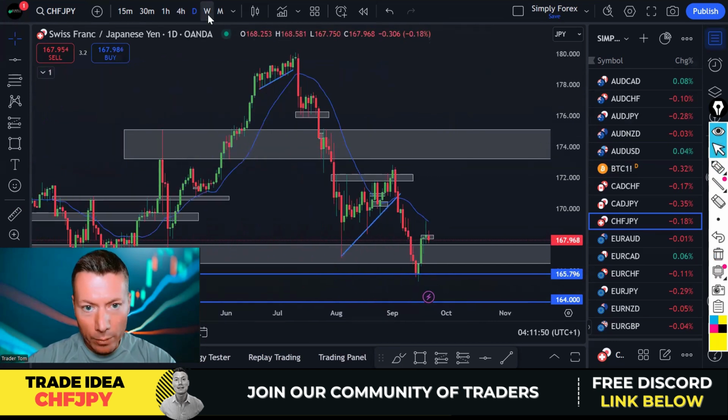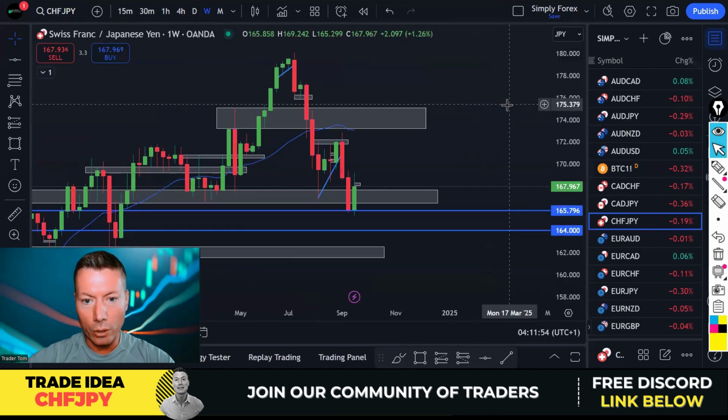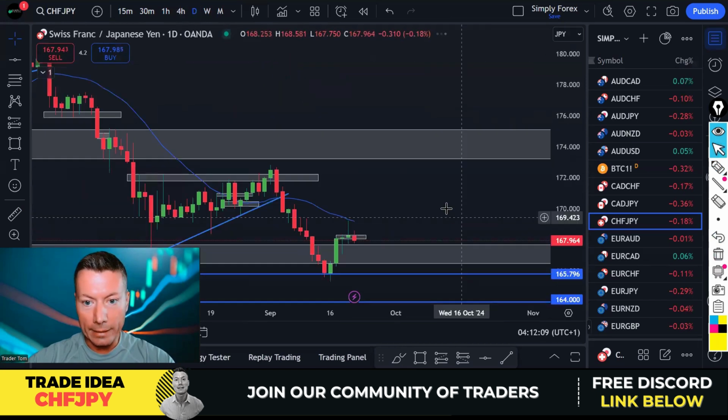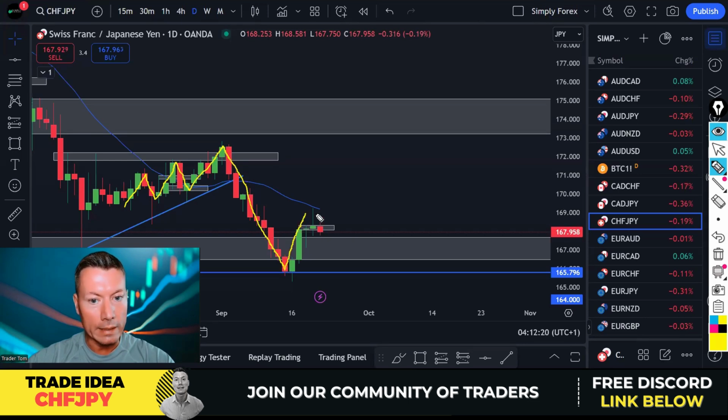Let's start with the weekly chart with Swiss franc yen, because you can see on the weekly chart we're in this downtrend, but more importantly, we've broken all of these lows in here. We're getting lower lows and we've broken a key support level. If we go to the day chart now, we're clearly in this downtrend as well. Price was trying to build up, and then bang, it's broken down, and now it's retraced to a really nice level.